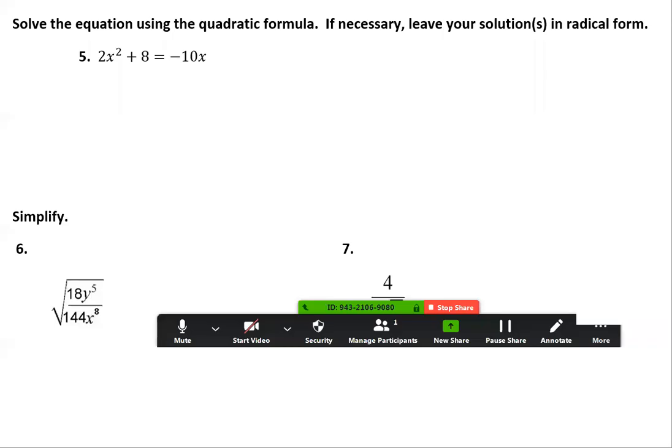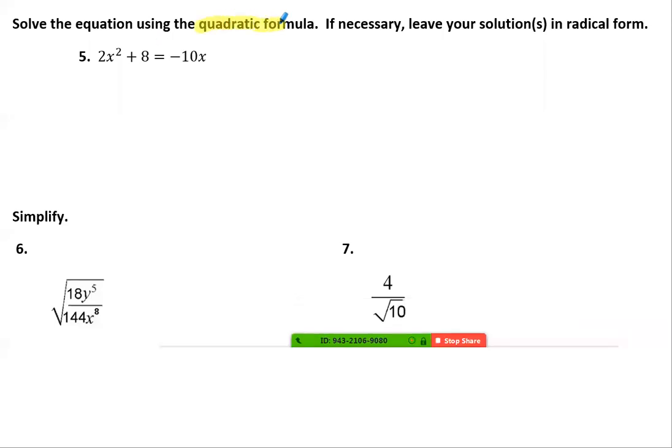All right, this says solve the equation using the quadratic formula. If necessary, leave your solutions in radical form. Well, to use the quadratic formula, the first thing we need is a quadratic equation. So we're going to have to add that 10x to both sides, and then I get 2x squared plus 10x plus 8 equals 0.